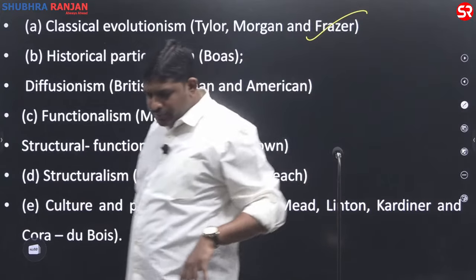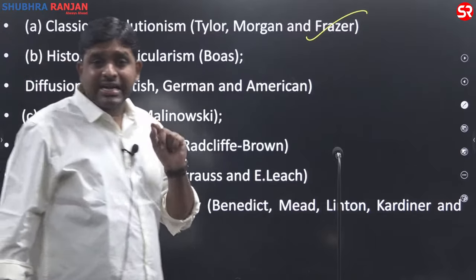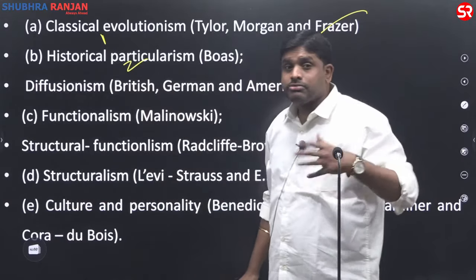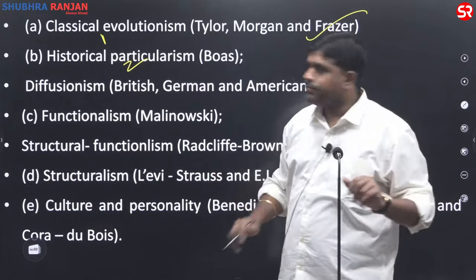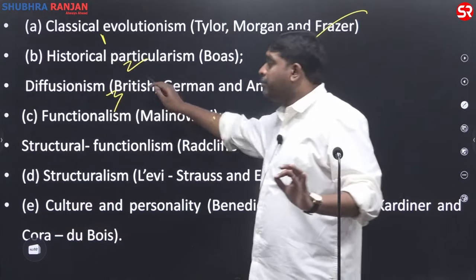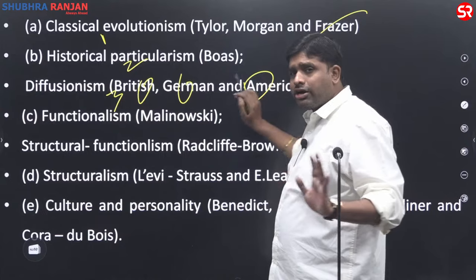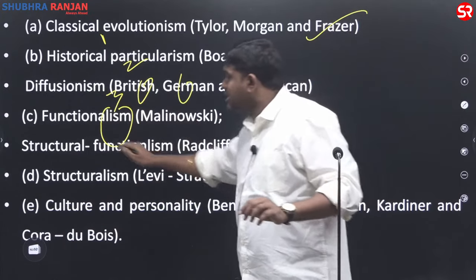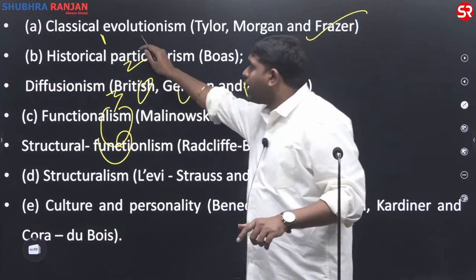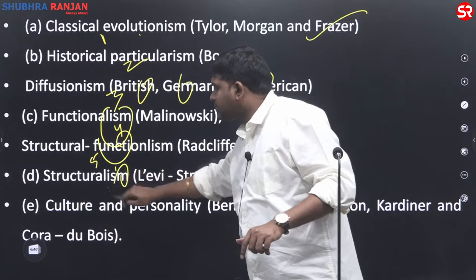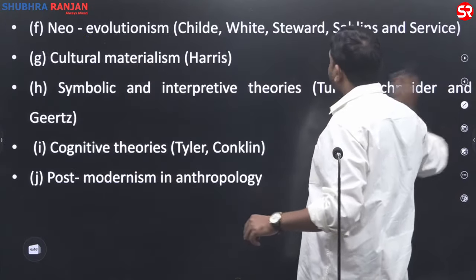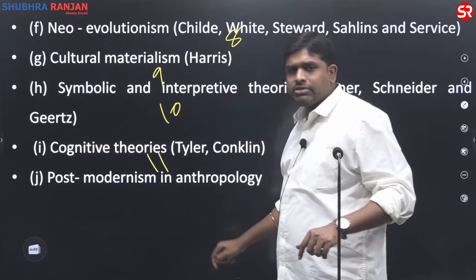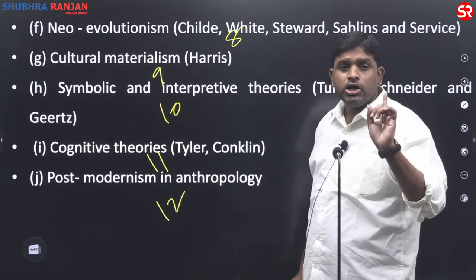So how many schools are there? The first school is called classical evolutionism. Second school is called historical particularism. First we will remember how many schools are there. Third we will go for diffusionism, in which there is British diffusionism, American diffusionism, and German diffusionism. Then functionalism: Malinowski's functionalism, then Radcliffe-Brown's structural functionalism, that is 4 and 5. Then structuralism, 6. Culture and personality, 7. Neo-evolutionism, 8. Cultural materialism, 9. Symbolic and interpretative theories, 10. Cognitive theories, 11. Post-modernism, 12. So overall there are 12 schools of anthropology.